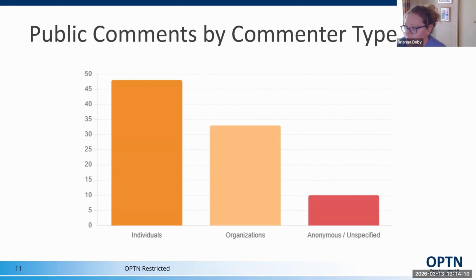So here you see for the DCD proposal, the public comments by commenter type, and they were coded by individuals, organizations, or anonymous and unspecified. So I think a very interesting difference in the DCD public comment period was that this is somewhat unusual in some ways for the OPTN to see this many individuals commenting. So that's really great engagement. All voices are important, but I do think it is notable that the individual comments were high. Keep going.